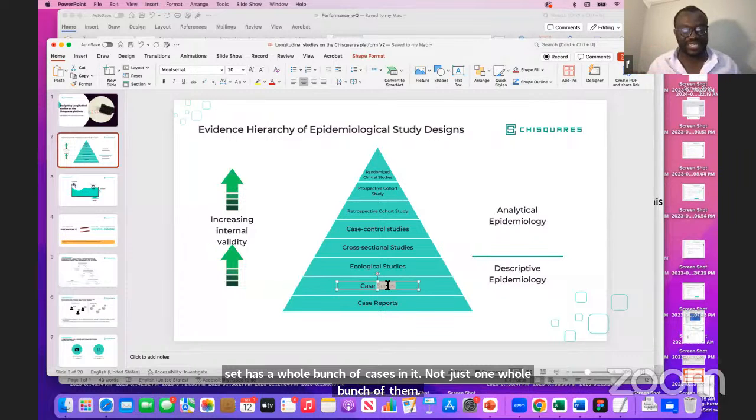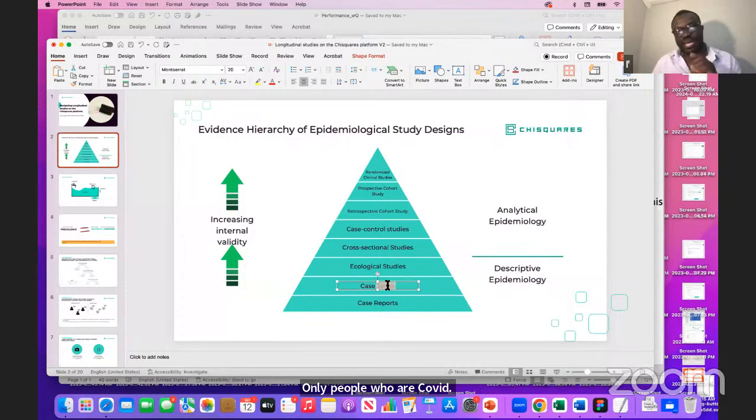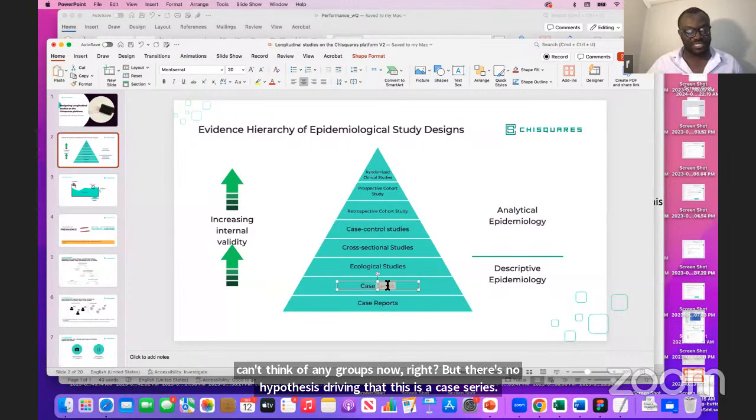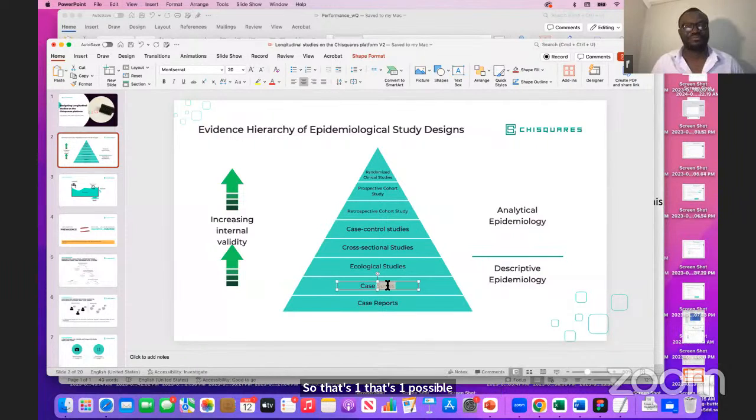There is no hypothesis. It's not driven by hypothesis. It's not as if we have some hypothesis that says exposure to so and so, let's say individuals who are, like, I can't even think of any groups now, right? But there's no hypothesis driving that. This is a case series. So that's one possible scenario for your question.